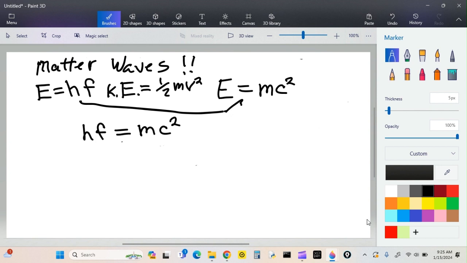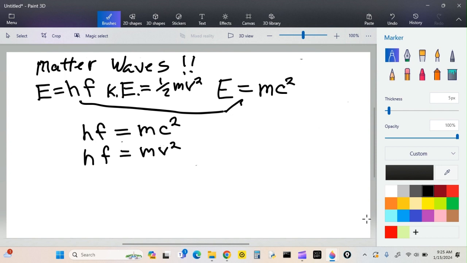Now, if we're talking about matter, let's say we're going after the electron, trying to find out whether the electron is a wave. That electron is never going to get to the speed of light. If you've got some mass, you're never going to get to the speed of light. So here's what I'm going to do: change the c to a v. hf equals mass times velocity squared.